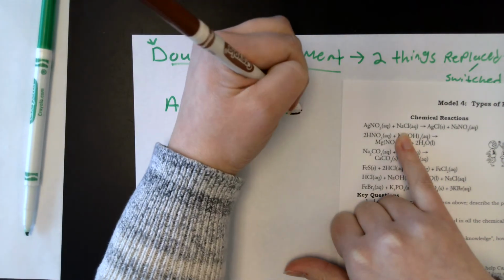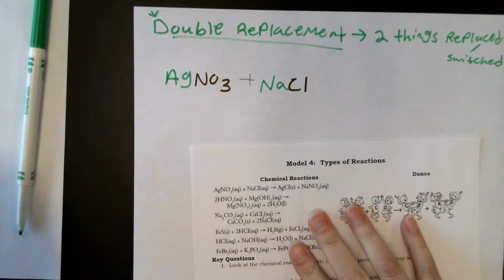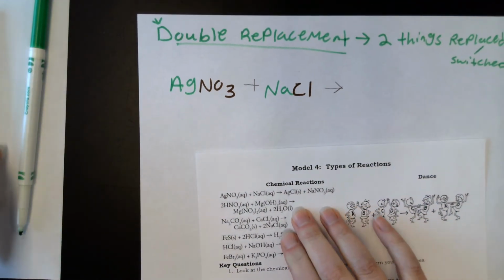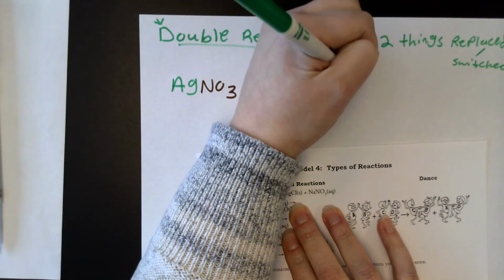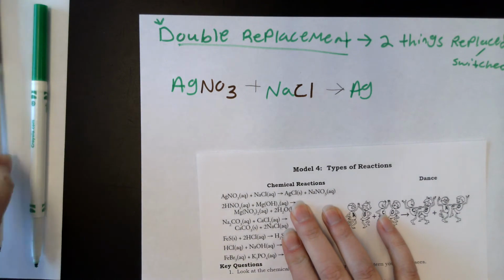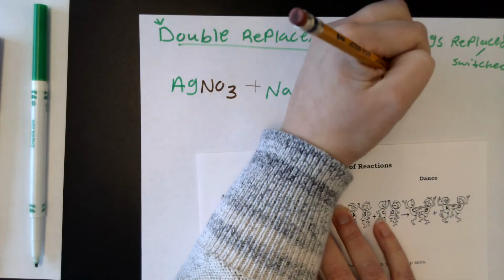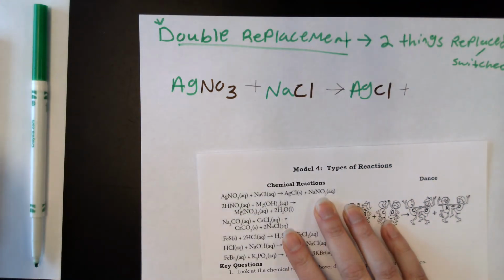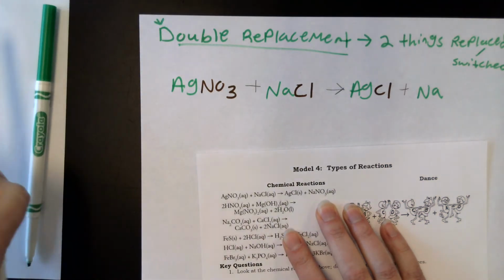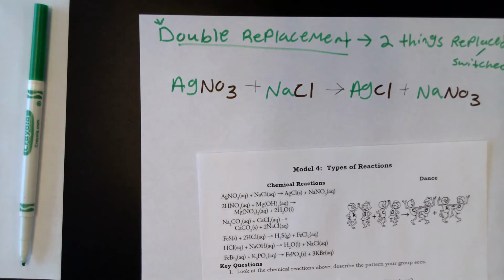Sodium chloride. And then on the other side of the equation, we see that it now says silver chloride plus sodium nitrate. Okay.